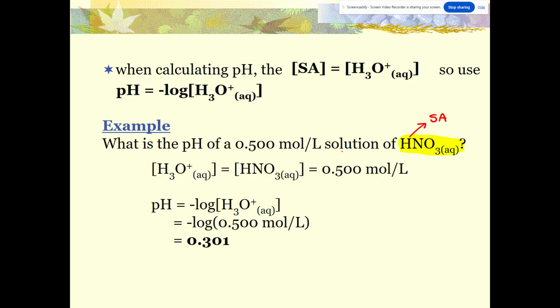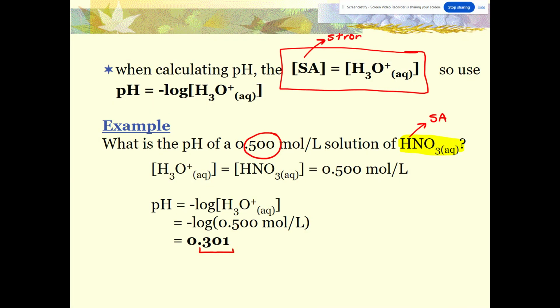Remember, for pH, your sig digs, the total digits in the concentration, have to equal the decimal places in pH. Okay, so the answer to this question would be 0.301. So very straightforward. The concentration of the hydronium ion is the concentration of the acid if you have, again, a strong acid. And the strong acids, again, in the data booklet are the top 6.